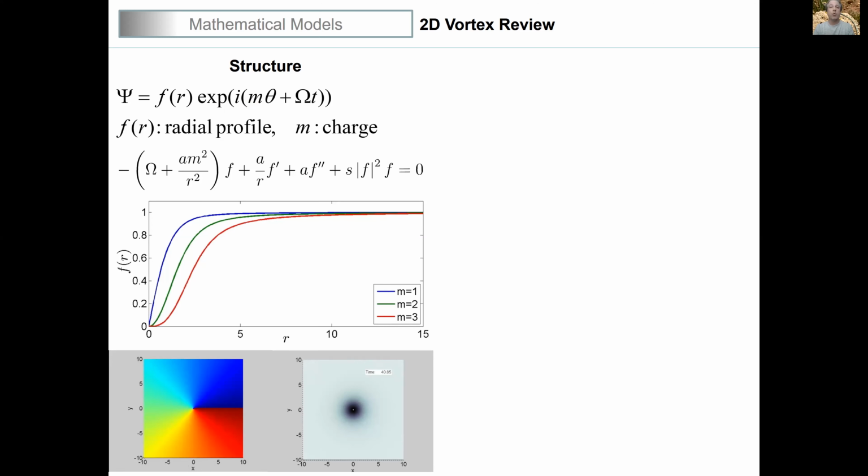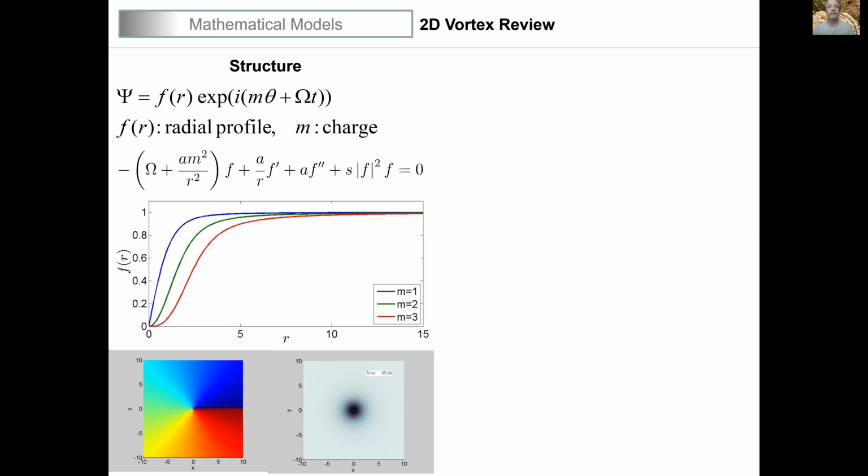So if the charge is 1, you get a vortex that is thin and narrow. A vortex of charge 2 starts opening up because it has more angular momentum. A vortex of charge 3 opens even more. And here I'm going to show you how the solution looks from the top.